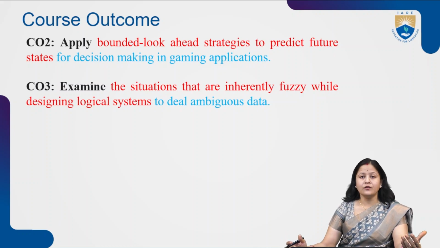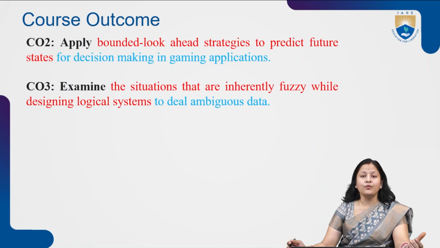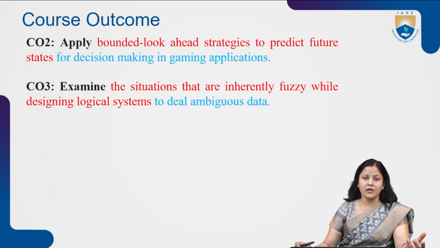For this particular topic, there are two course outcomes as per our syllabus: CO2 and CO3. CO2 says that after completion of this course, students can apply bounded look-ahead strategies to predict future states for decision-making in gaming applications. CO3 says that students can examine situations that are inherently fuzzy while designing logical systems to deal with ambiguous data. This module is related to game playing and fuzzy logic, so for these two topics I will discuss a few definitions and terminologies.